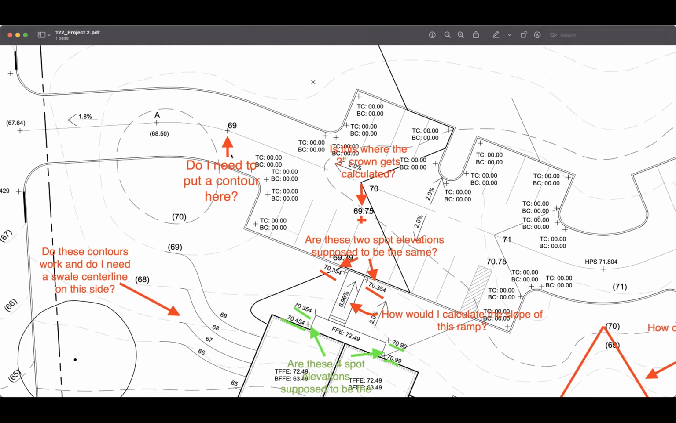The 69 contour would also go like this, right? The crown would still, you would look for where 69.25 is, and then that's where your 69 is. Do a perpendicular line there. So you look for 69.25 here and do a perpendicular line across the curve line, wherever it hits the curve, that's where you connect your 69 contour.